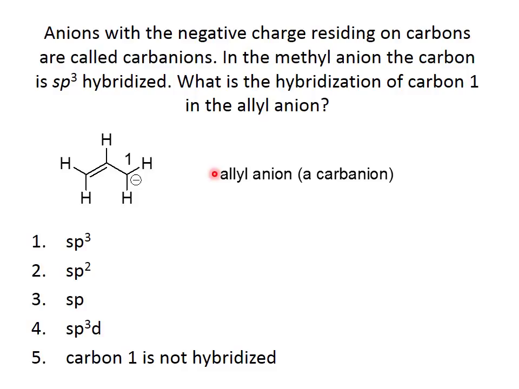Okay. This is a carbanion. Carbanions are carbons that have a -1 charge. In the methyl anion, the carbon is sp3 hybridized because it has 3 bonds to hydrogen, and then a non-bonding pair is the fourth area of electron density, making it sp3. Taking this into account, determine what is the hybridization of carbon 1 here. Realize there is resonance.